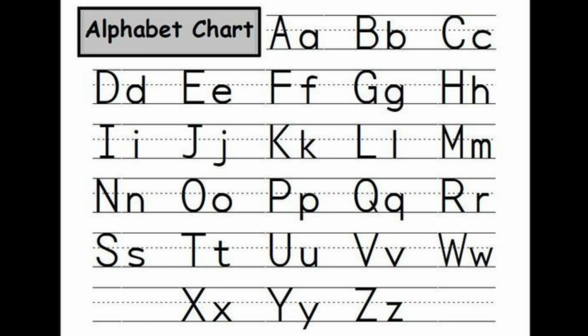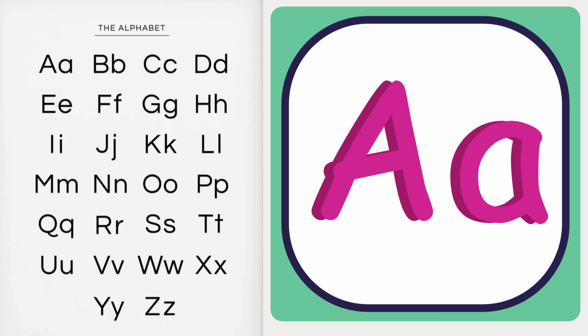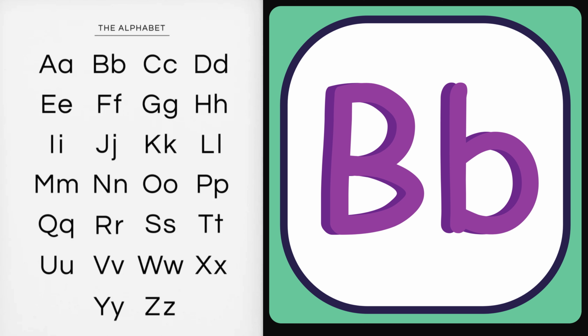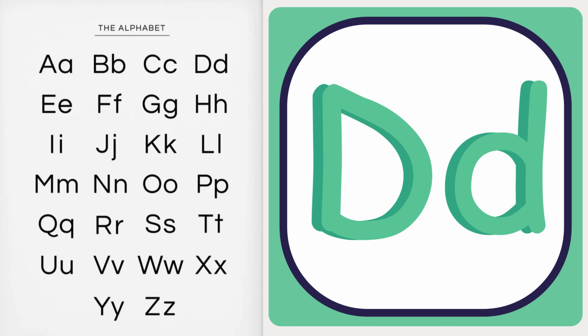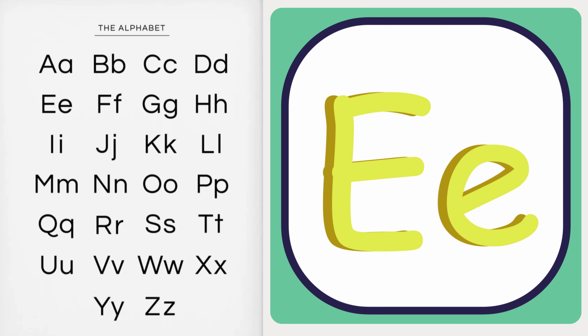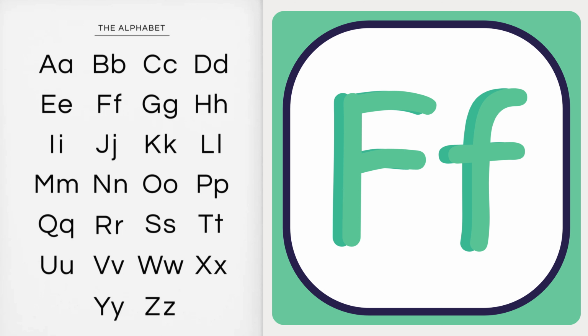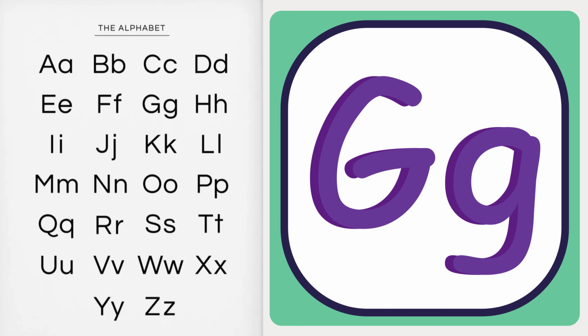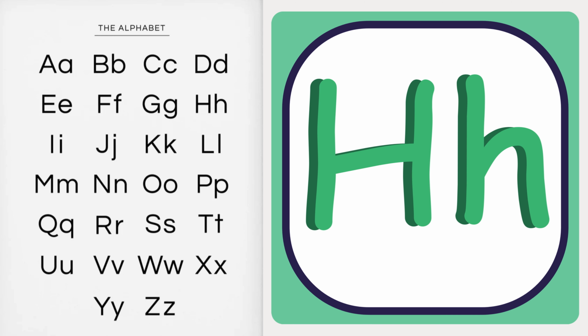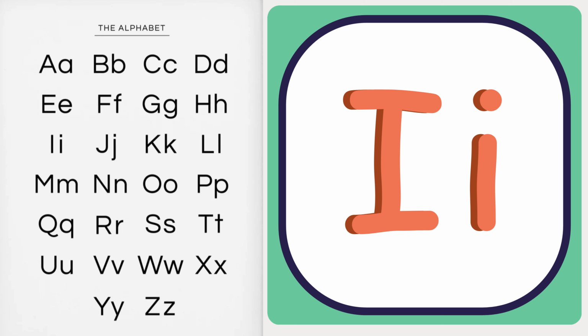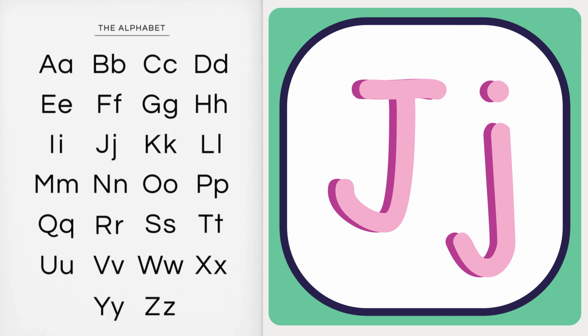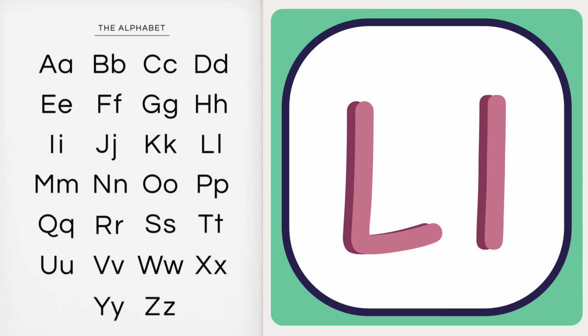Now let's learn how to pronounce each letter. A, B, C, D, E, F, G, H, I, J, K, L.